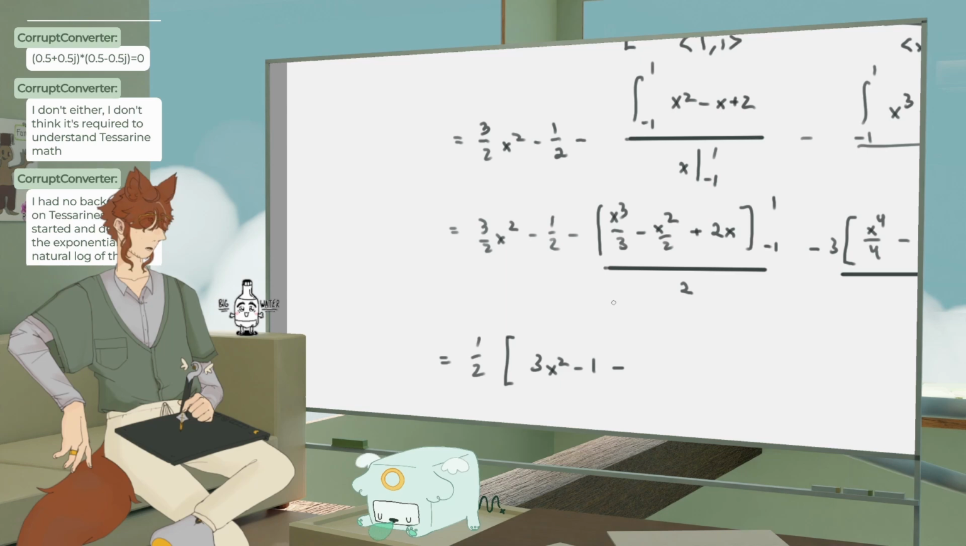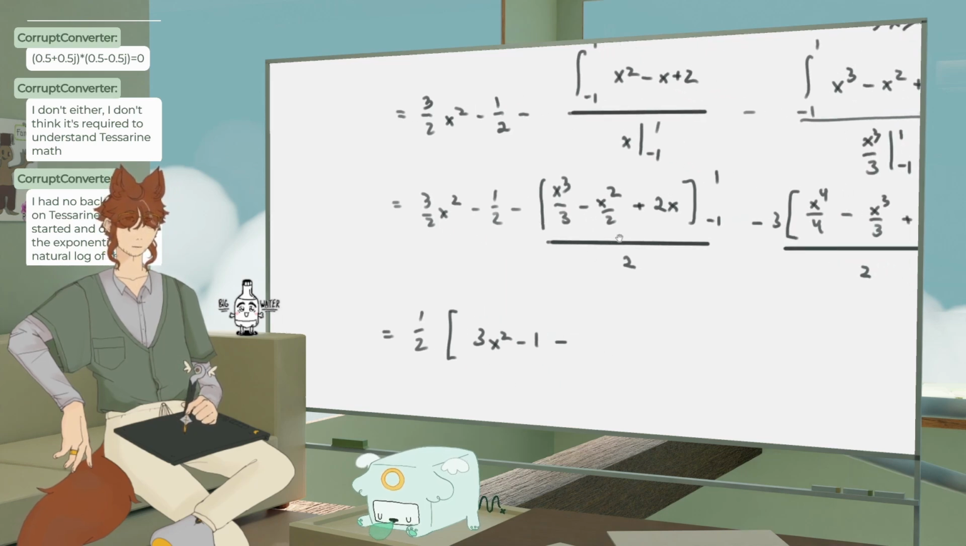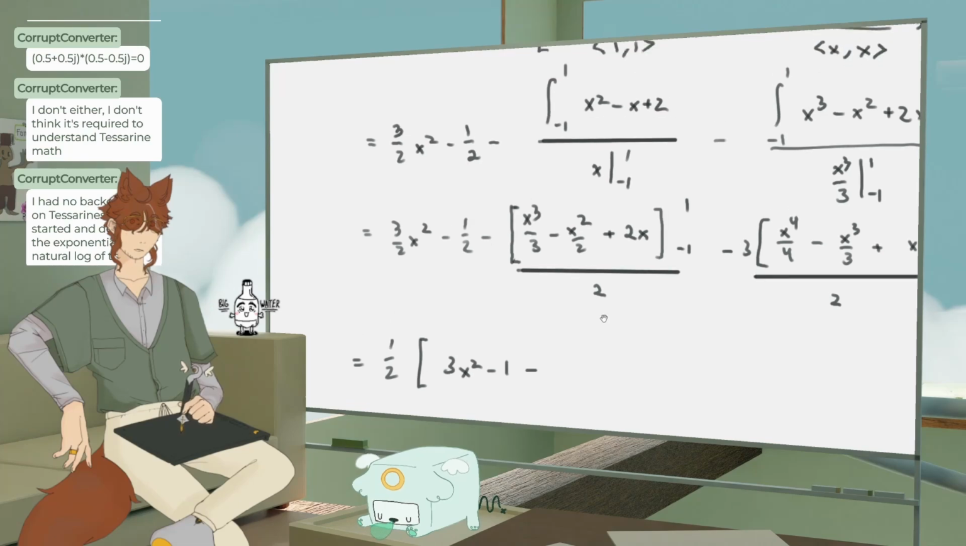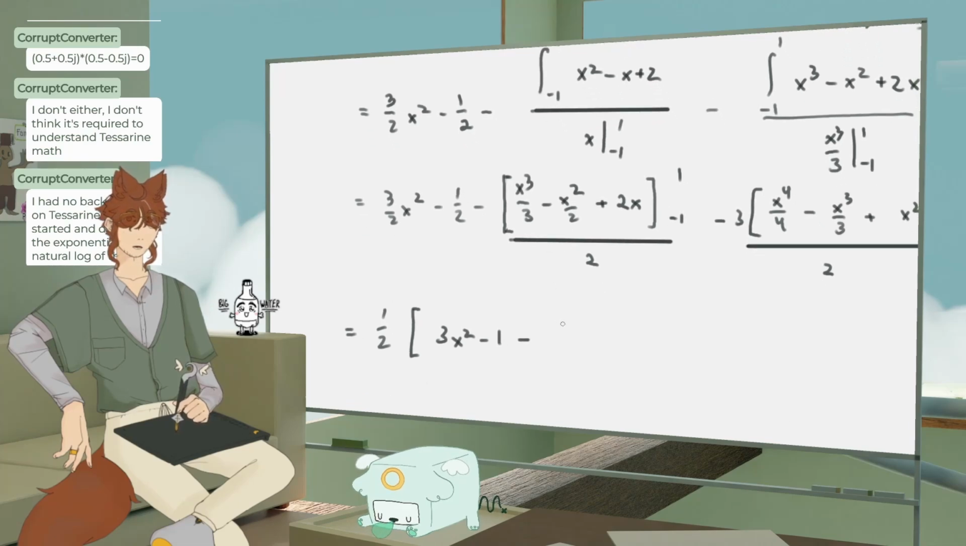I had no background on tesseranes when I started and derived the exponential and natural logarithm. Well, more power to you then. I think for me, for math stuff, I've never done any proofs or anything. And I never felt like I had access to things where I could mess around with proofs. So that is the one place where I'm very lacking, my proof stuff.